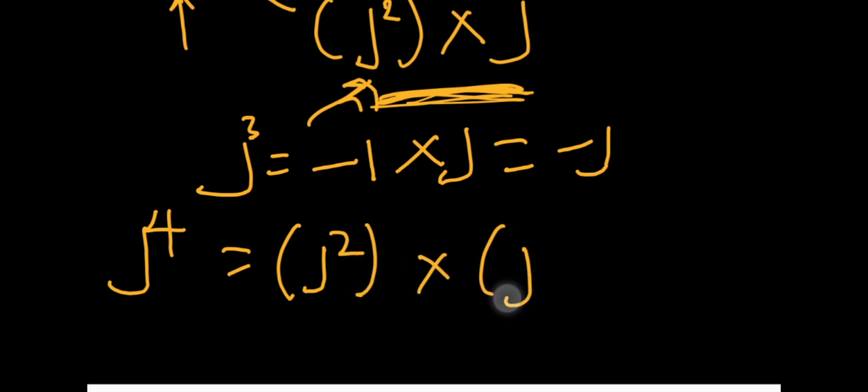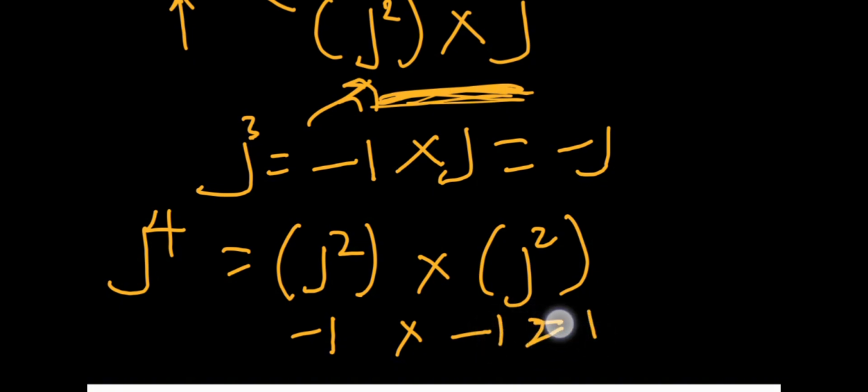Let's go further. What is J raised to the power of 4? We can apply the basic knowledge that we have. We know what J squared is. So see how I'm going to partition this now. It's going to be J squared times another J squared. And we know what J squared is: -1 times -1. And that's going to give us 1.